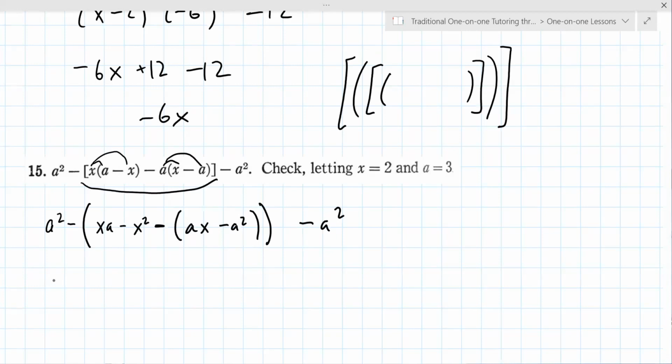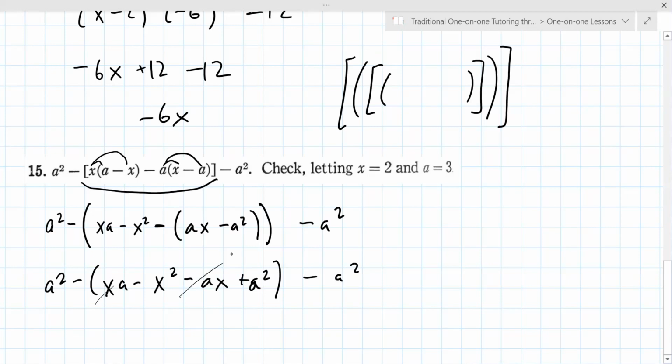All right. So now we can distribute that negative in the middle. Minus ax plus a squared. Squared minus x plus a squared. So what I see is that these cancel. A squared minus x squared plus a squared minus a squared.